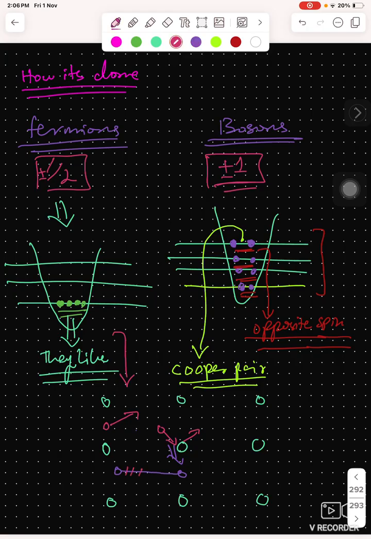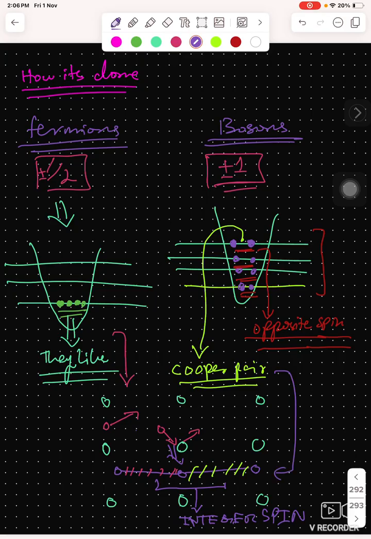They will become one. And at this point, what you will see is that these have integer spin. Integer spin. Okay, they have integer spin at this point, so they become Cooper pairs.